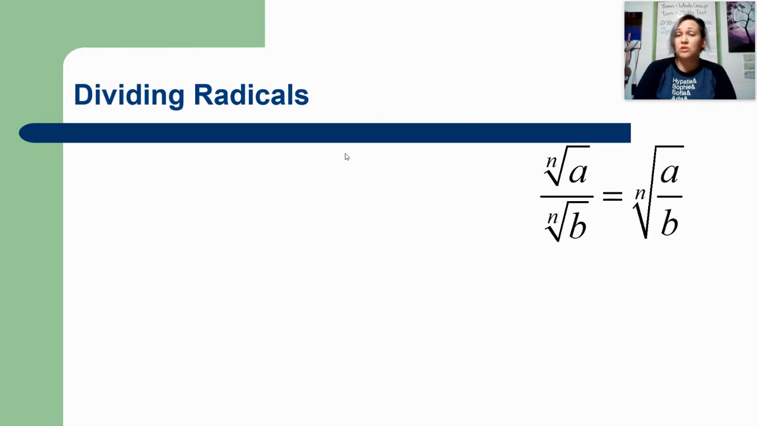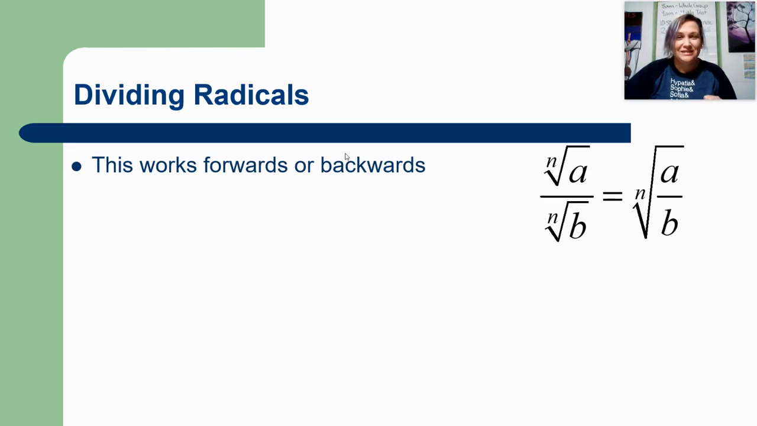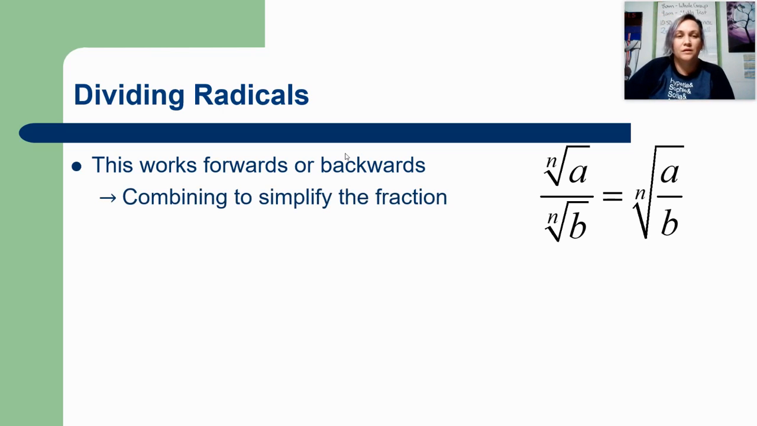First, just like on a multiplication problem, you are allowed to take two separate radicals that are being divided and merge them into a single radical of a fraction. Or you could take a single fraction under a radical and separate it out into two separate radicals. The big idea here, though, is that they have to be the same type of radicals. So they have to have the same index. So notice my index on all of these is the letter n.